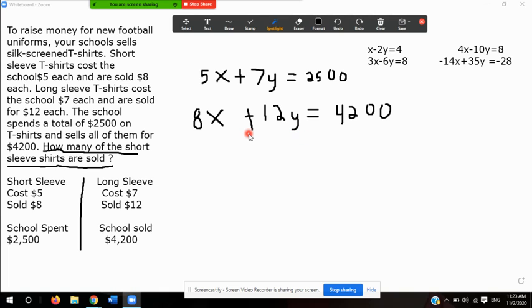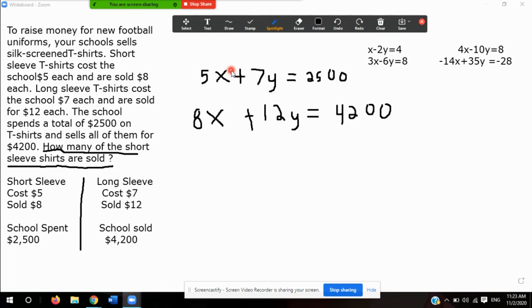So what I want to know is how many short sleeve t-shirts were sold. Now here's the thing, when you have a system of equations that has two variables, you can't find one without the other. In other words, we have to find one of the variables in order to find the missing one. Now, we talked about solving systems by substitution. We're talking about solving systems by elimination.